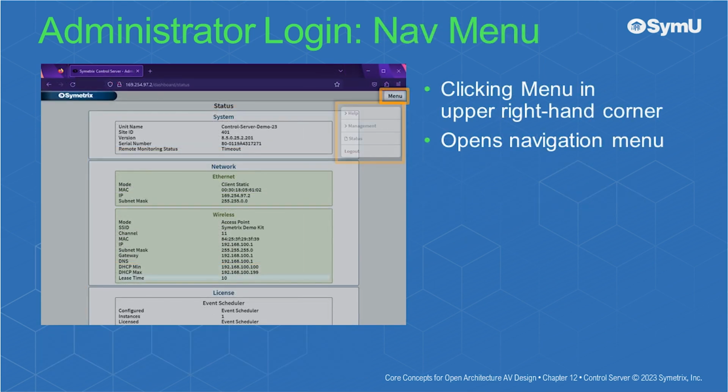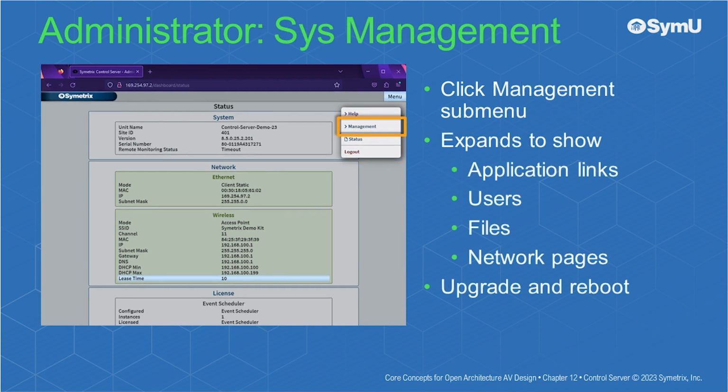Clicking on the menu button in the upper right-hand corner of the window opens the navigation menu. Click on the Management submenu. This expands to show links to the applications, users, files, and network pages. The unit may also be upgraded and rebooted from here.